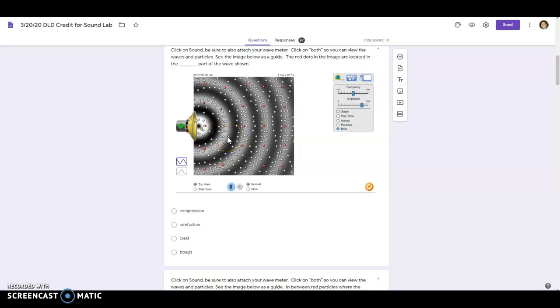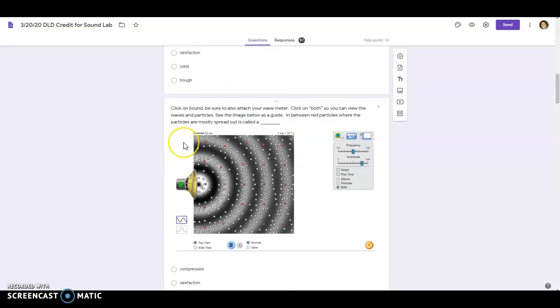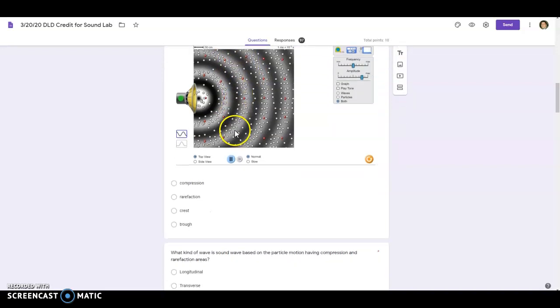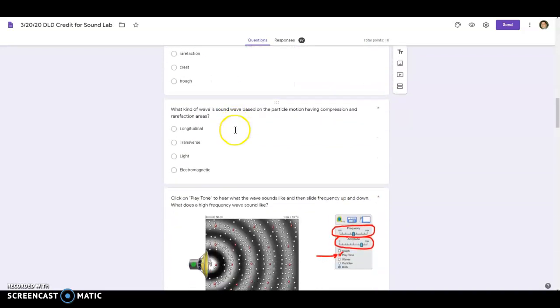If you watch the video tutorial, it takes you through that also. In between the red dots, the parts that are spread out, these darker bands, those are called rarefactions. Way to remember that is it's rare to see particles in a rarefaction. So those red dots are most likely not going to be in rarefactions. They're going to line up in compressions. So the second question here is about rarefactions.